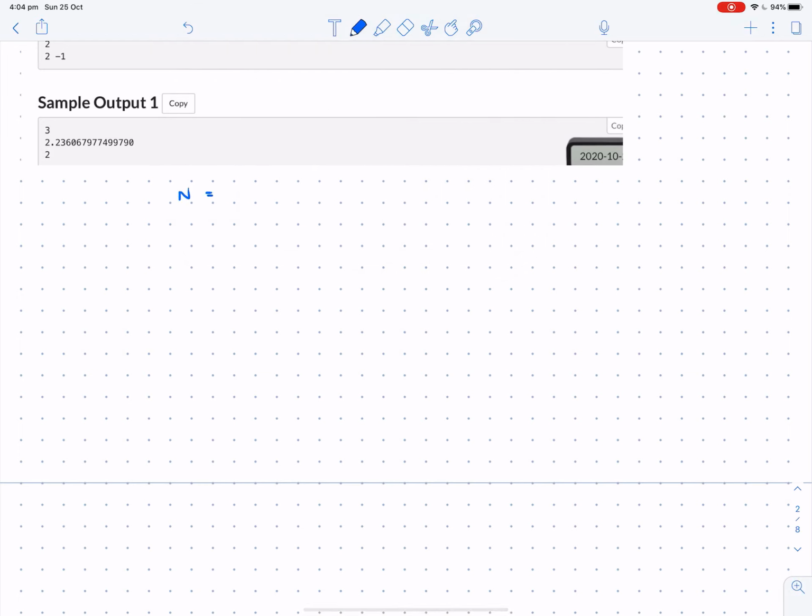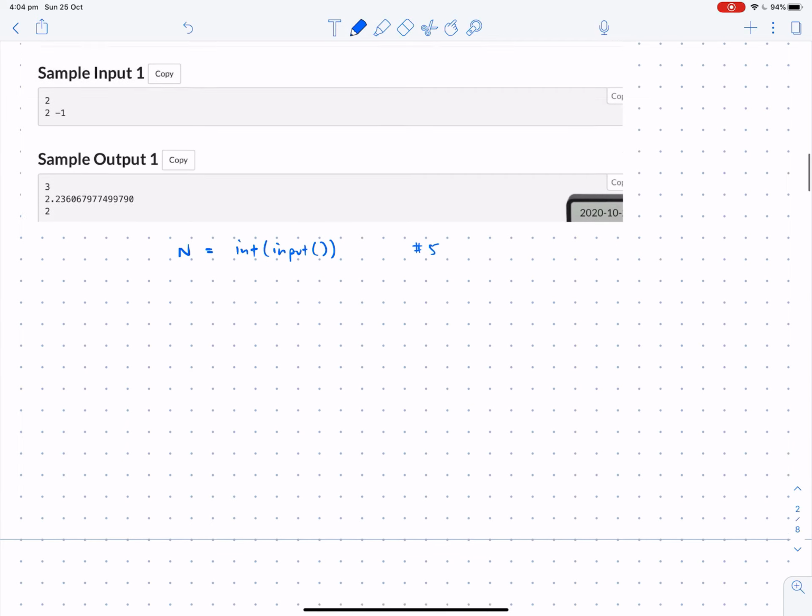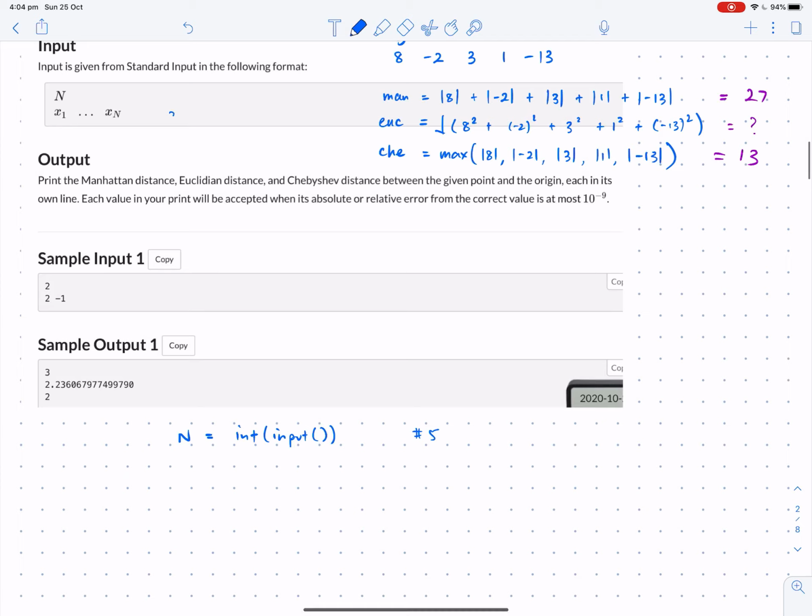So n equals int input. Okay, so that could be like our 5. And then we've got x1, x2 up to xn, right?